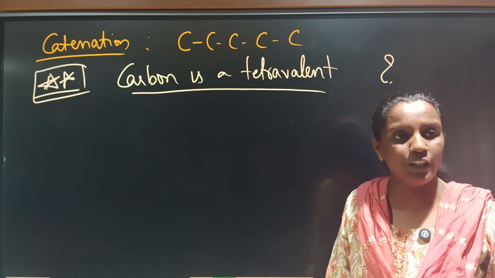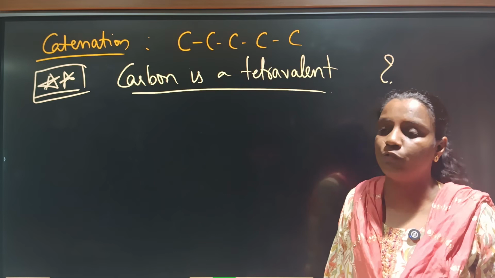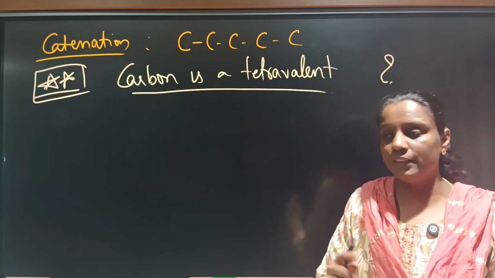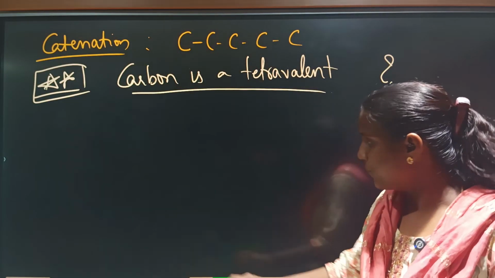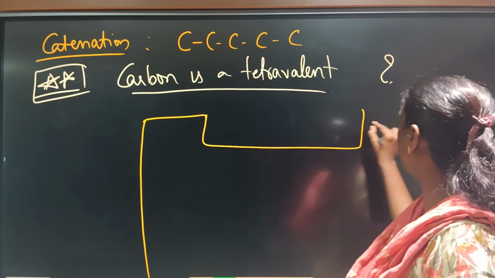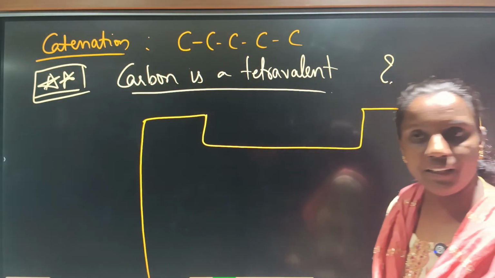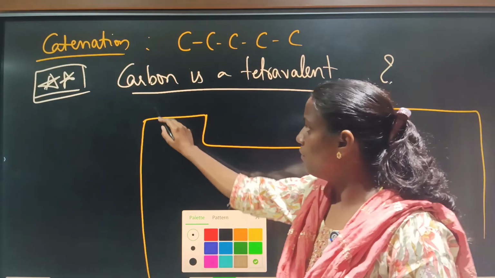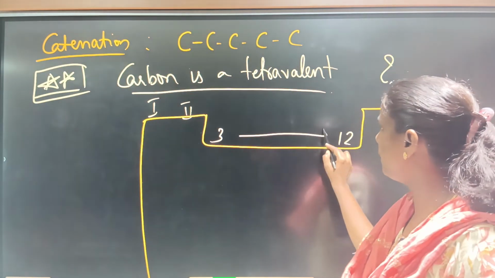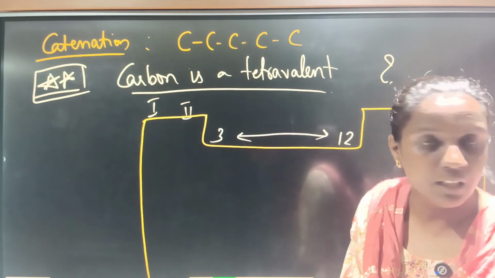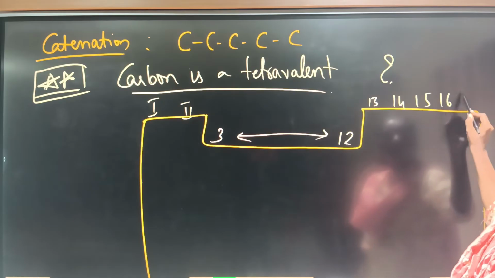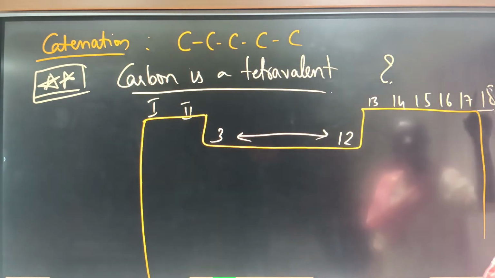Carbon can also lose 4 electrons, or gain 4 electrons, no? See, remember one thing, these are some basics for you. When I tell you about the periodic table, you know the first group, second group, the 3rd to 12th group elements have variable valency, and then 13, 14, 15, 16, 17, 18, right?